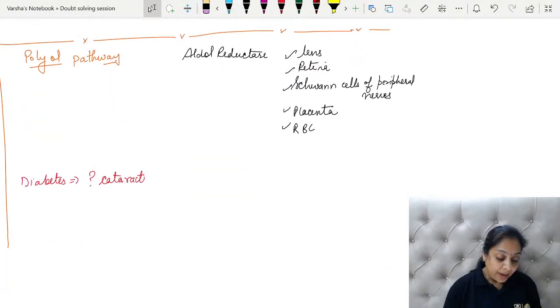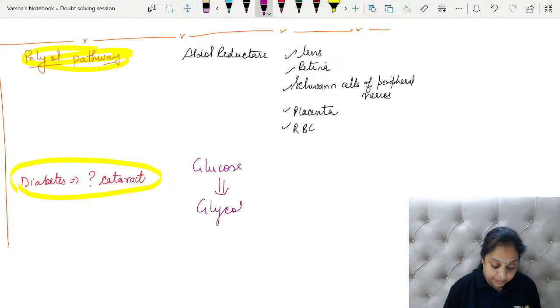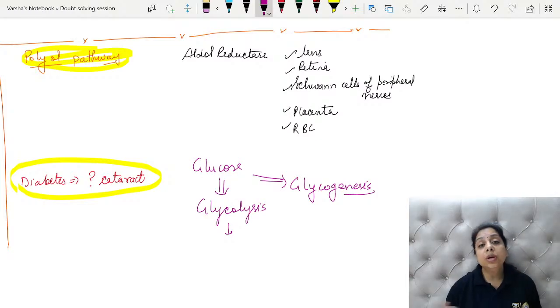Now, a polyol pathway. Polyol pathway I want to discuss. Why I want to discuss polyol pathway is diabetic patients usually suffer from the cataract. Why is that? Under normal circumstances, what do we know that glucose fed state में क्या होता है? Glucose either will go under glycolysis, right? Glycolysis होगा, glycolysis will go to the TCA cycle and it will provide you the ATP, right? Extra glucose will undergo glycogenesis. We will store the glucose in the form of the glycogen in the liver, right, and in the muscle cells so that we can utilize it later, right?